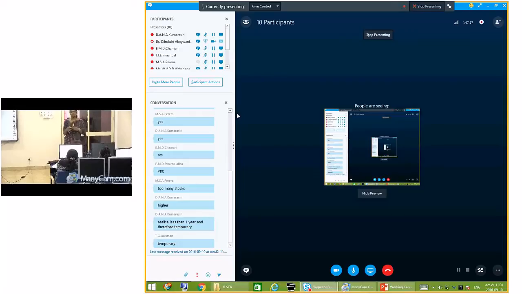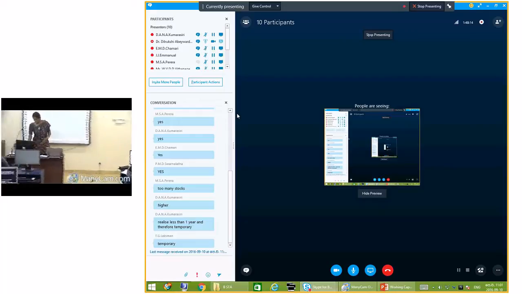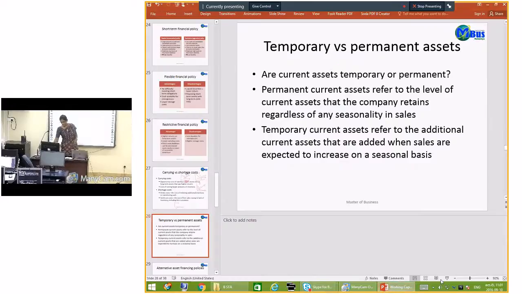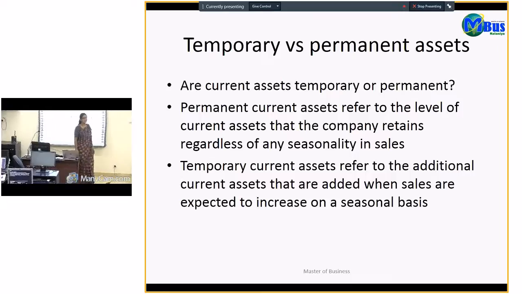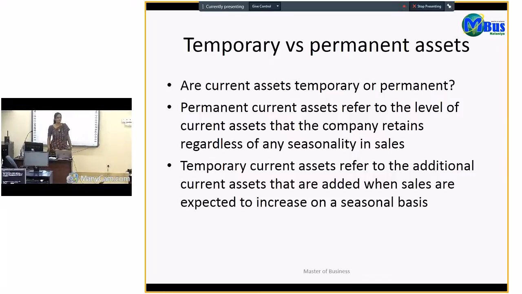How would you differentiate between temporary and permanent? There should be a permanent amount of current assets and a temporary amount of current assets to run the business. What do you mean by permanent amount? We have been talking about maintaining the optimal amount of working capital, right? What is the optimal amount? The optimal amount is the amount which helps to run the business operations smoothly. So in that optimal amount, there is always a minimum requirement of current assets, a minimum requirement of working capital.